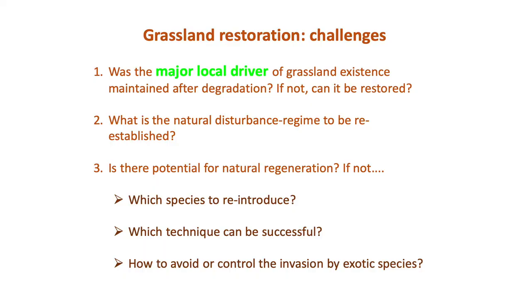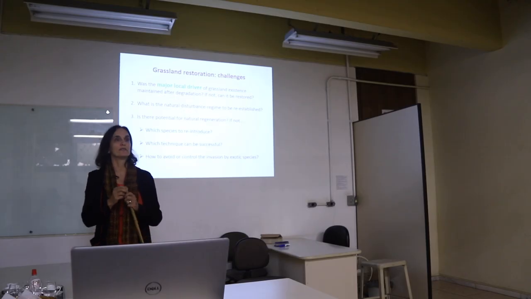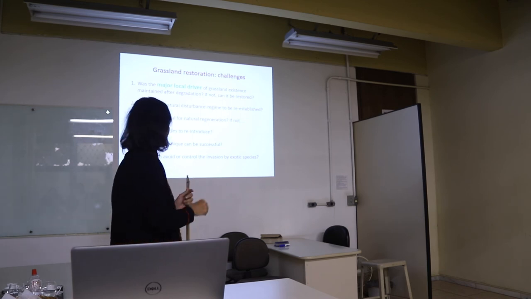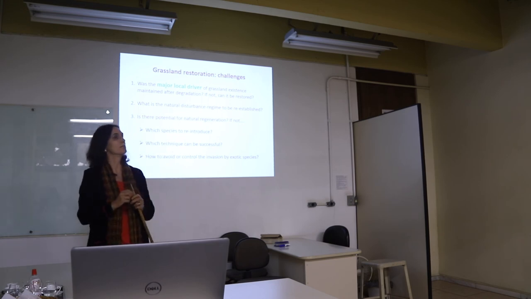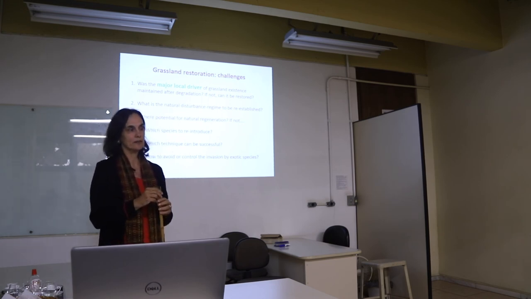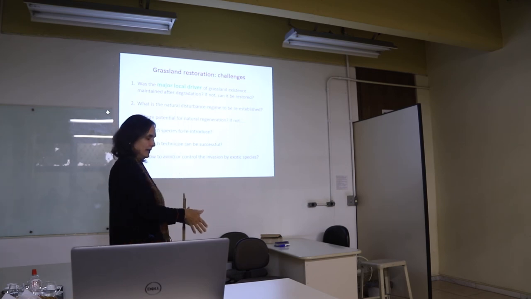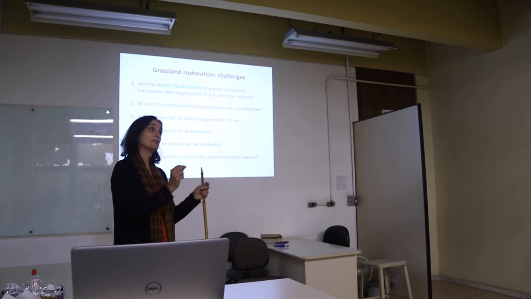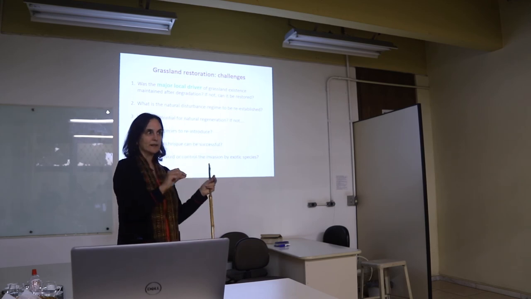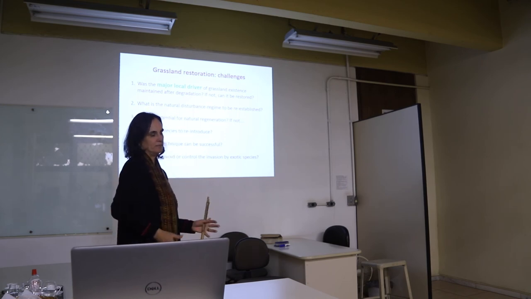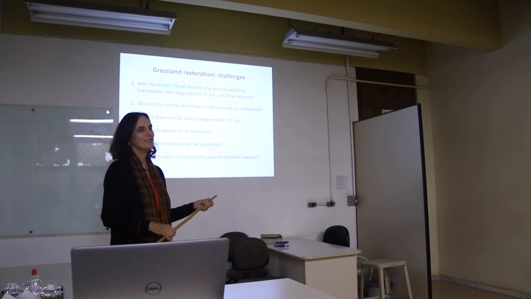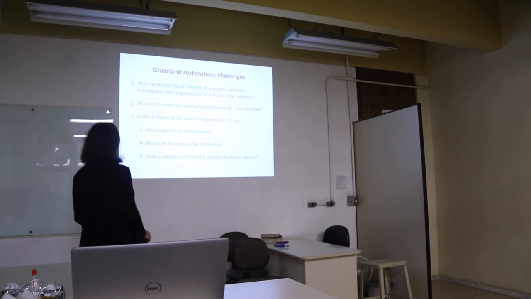If we want to use this information for grassland restoration, we must understand which are the drivers maintaining grassland as grassland locally. And we must know if this was not broken by degradation. For instance, if you have those laterite layers, or sometimes it's just a clay layer making it a wet site, if you break this with machines to do agriculture, you will never have a grassland back.